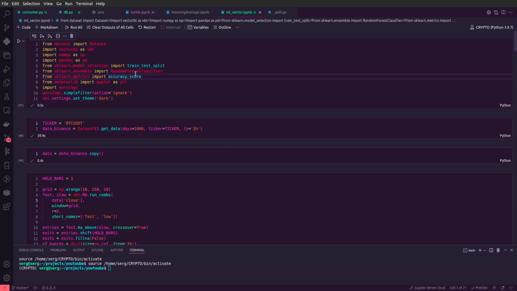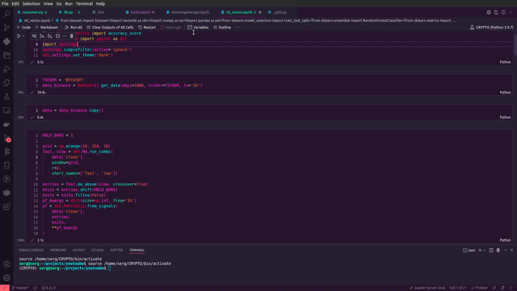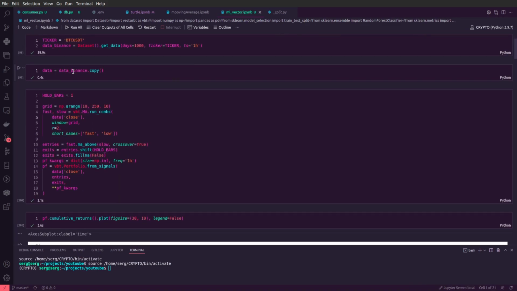Also we need accuracy score, and in this one we solve a classification problem using a random forest classifier, so we need to use accuracy score. Also we are going to use matplotlib to plot. Okay, let's do it. So this is the ticker, we did it before. We made a data frame of Bitcoin, and we make a copy of this data frame.